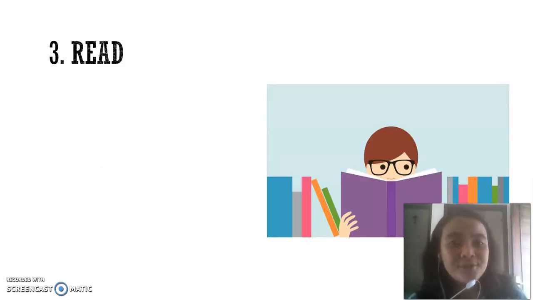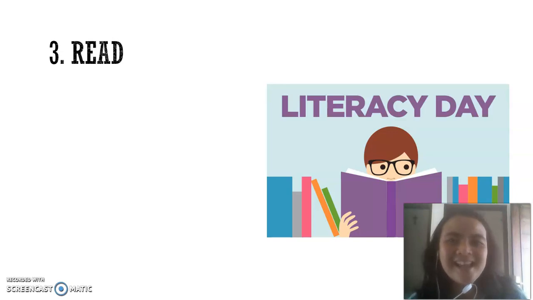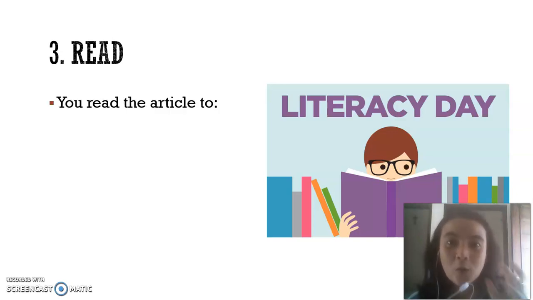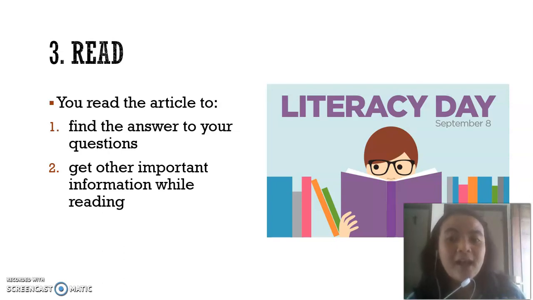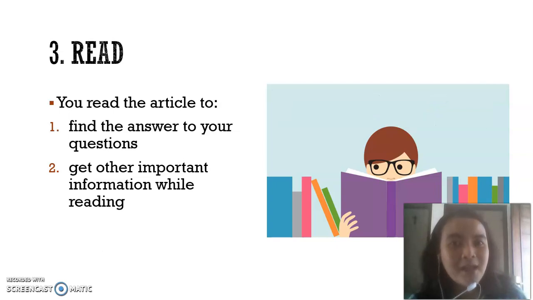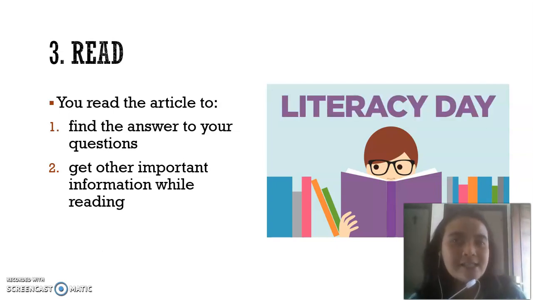The next step to do is to read, of course. So reading is the core part of SQ3R. So you read the article to find the answer to your own questions that you have written previously, and also to get other important information while reading. Maybe some important information doesn't come from any questions that you wrote previously, right? But they are still important, and if you need to note down, why not?